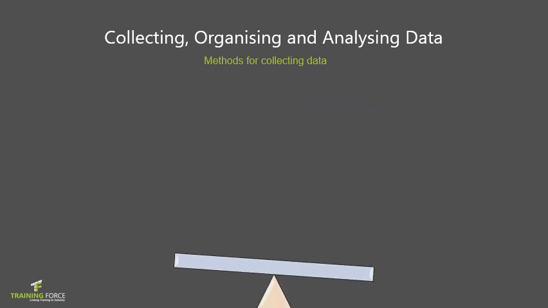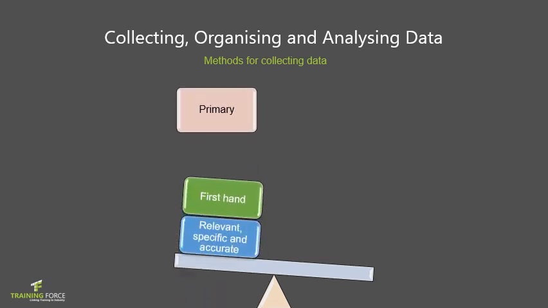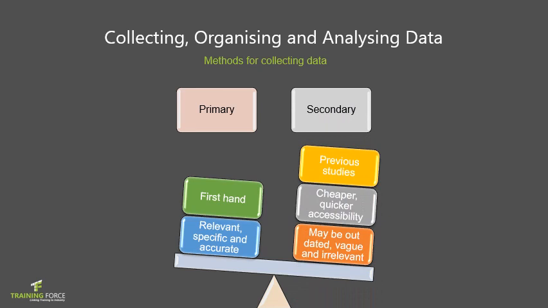There's two different types of methods for collecting data. We get primary and we get secondary. Now, primary is first-hand information. That's when we send out a survey and we get information back from the people immediately, and it's relevant, specific, and accurate. On a secondary basis, this is where we go back to previous studies, and have a look at what people have done in the past, previous census, and previous research that was done.